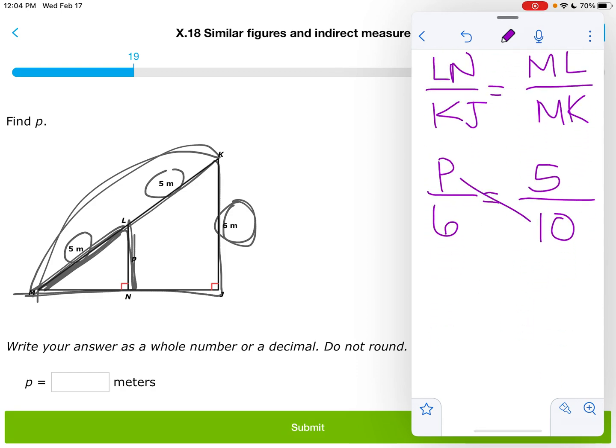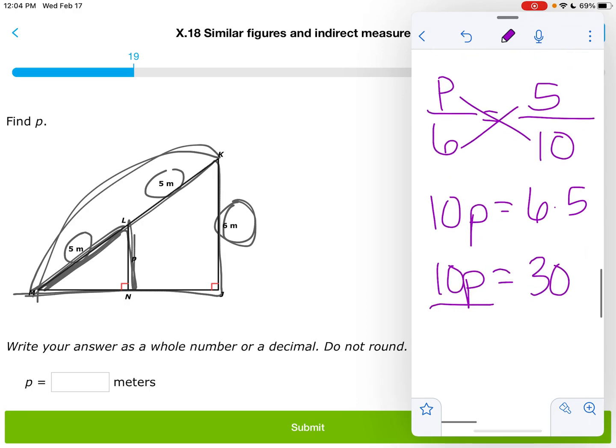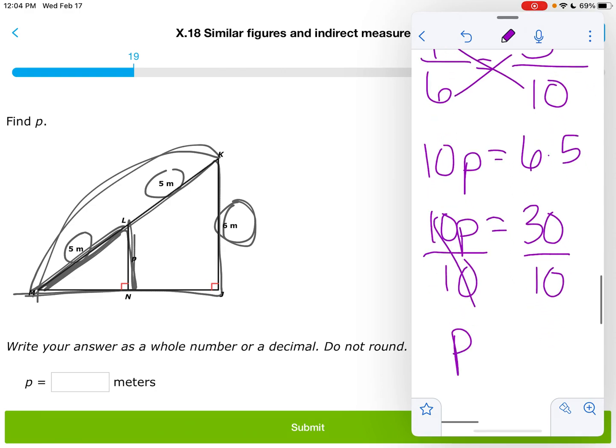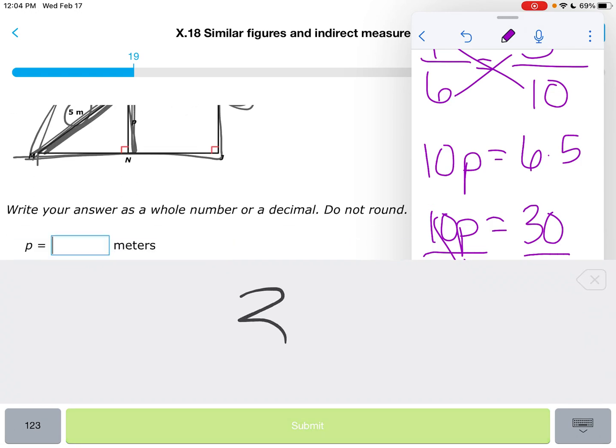Alright, now let's multiply. P times 10 is really 10P. 6 times 5 is 30. So we have 10P is equal to 30. Right now we need to divide both sides by 10. So our 10's cancel out. We're left with P on the left-hand side. 30 divided by 10 is 3. So side LN is really 3.